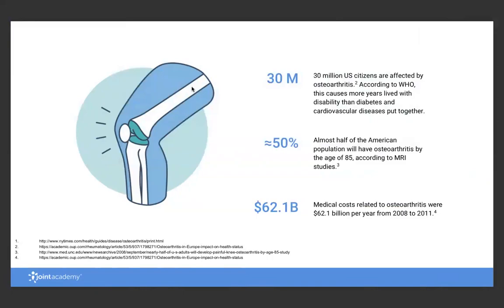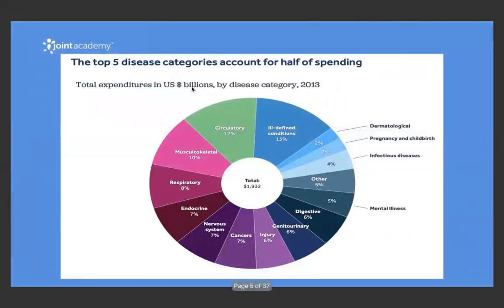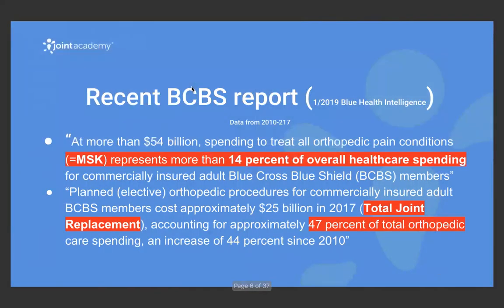If you look at the top 5 disease categories for spending for US healthcare, musculoskeletal costs are second to circulatory diseases, third behind ill-defined conditions. According to Blue Cross Blue Shield, their musculoskeletal spend for people under 65 years old, so this is not the Medicare age bracket, they have about a 14% spend in musculoskeletal.